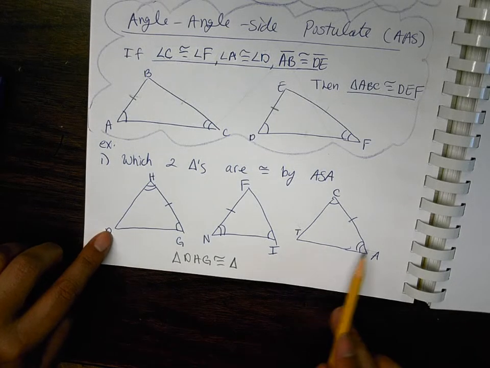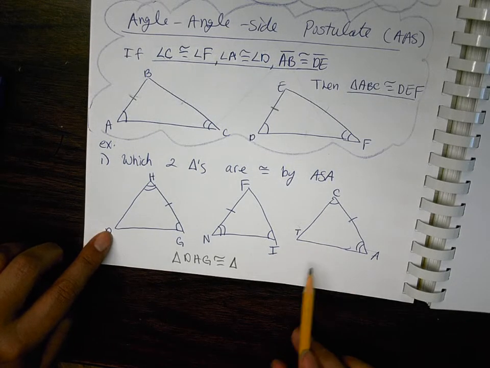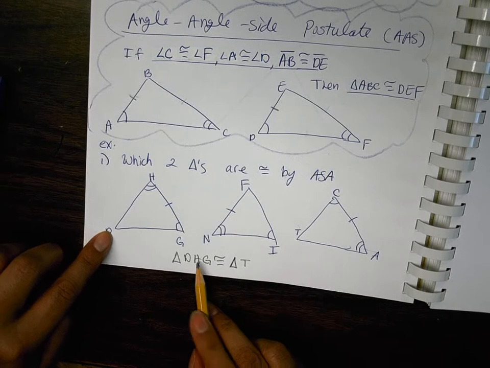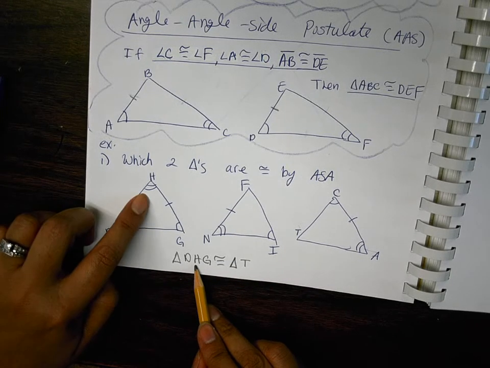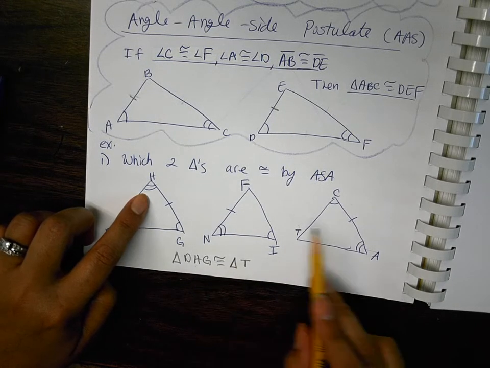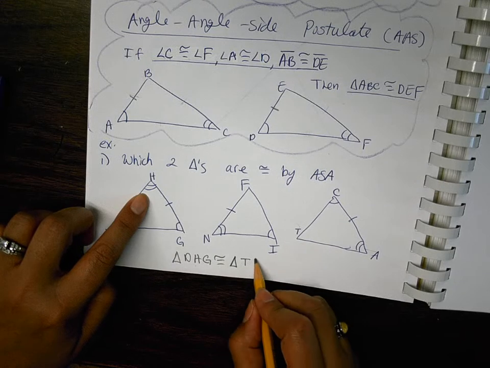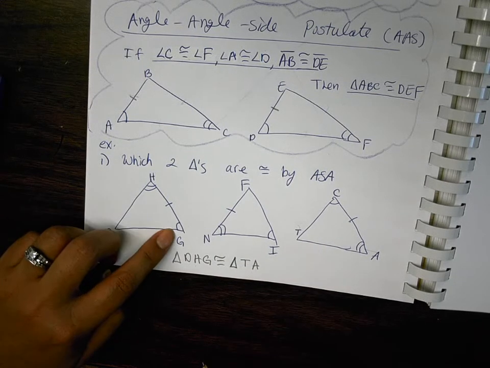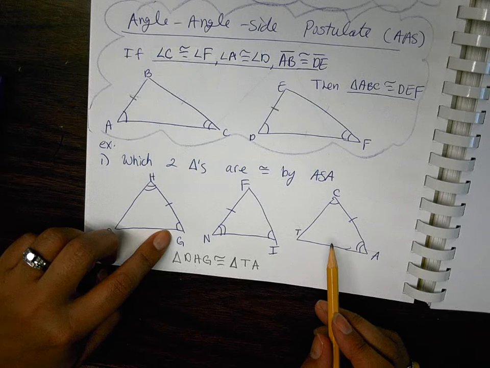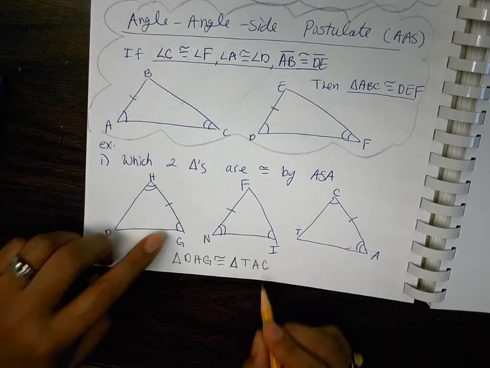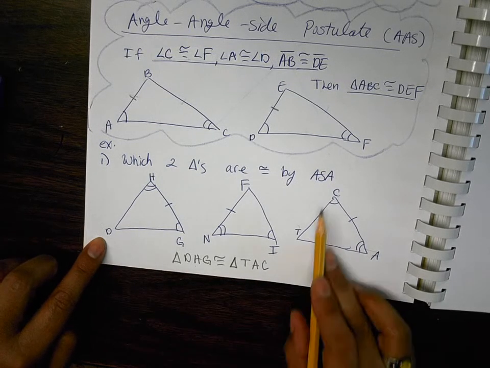What does that coincide with over here? T. H comes second, and H has a double angle marking. What does that coincide with over here? A. Oh. So be careful. And then G has a single angle marking. What does that coincide with here? C. Is it tempting to say DHG and TCA? Did anybody do that?